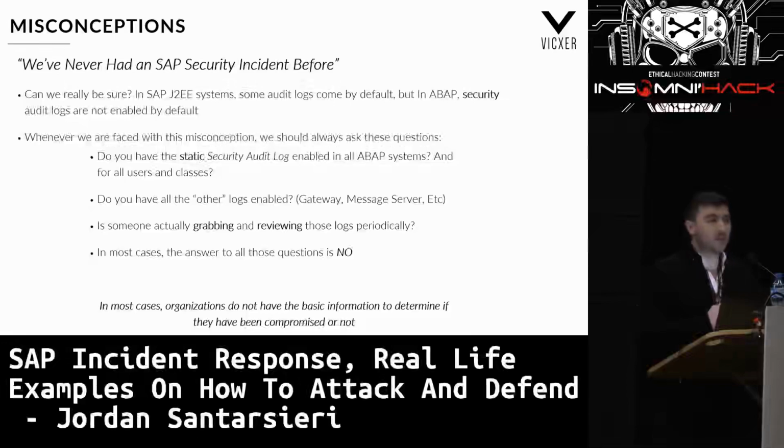And finally, let's suppose that we're in a magical world where all the logs are enabled. Is someone actually retrieving those logs and paying attention to those logs? Unfortunately, in the state that the market is right now, and I'm not just talking about Europe, but the American continent, etc., the answer is still no.